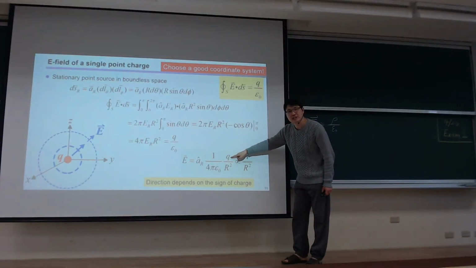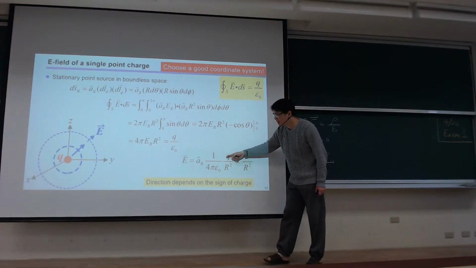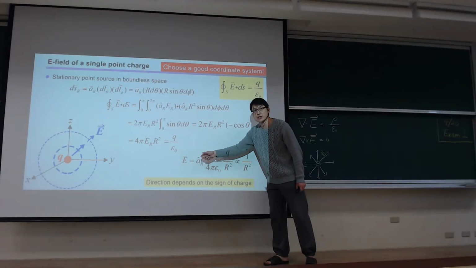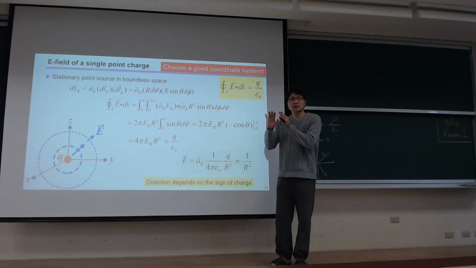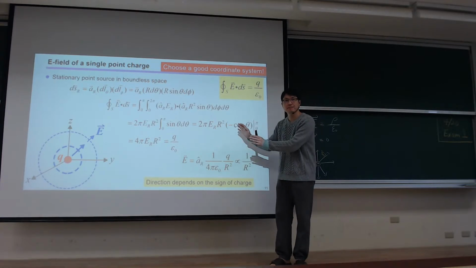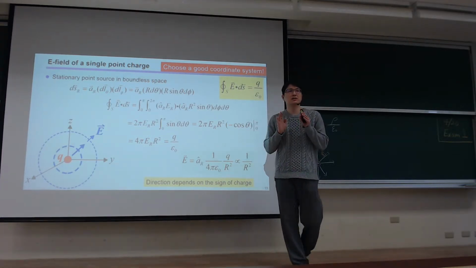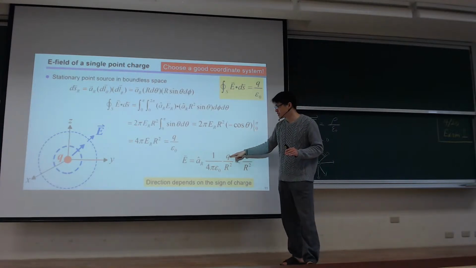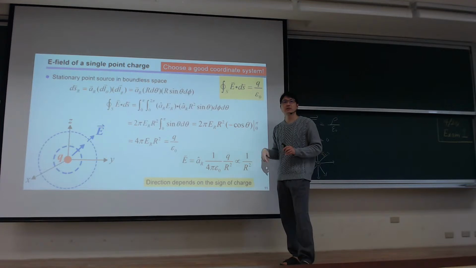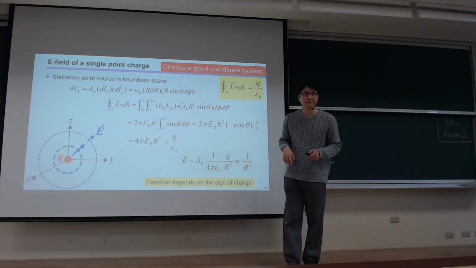If I change the sign of charge, so now Q is negative, then this A_R is also changed to a negative sign. All right, so this is included in my derivation. So this derivation result is valid. So if you flip the sign of the charge, the field flips sign as well.